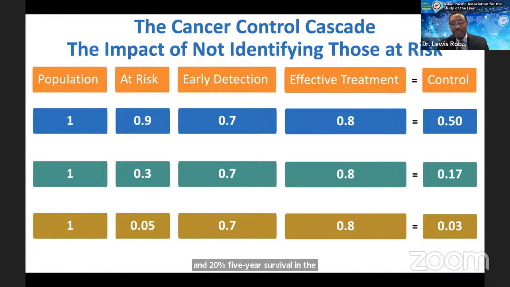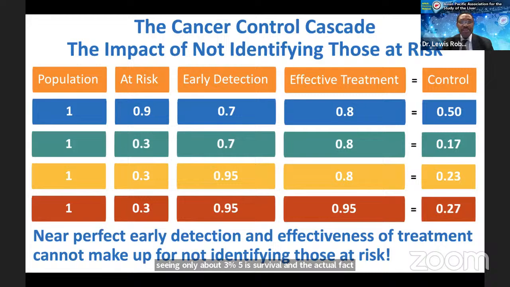And then the third row, I characterize as being from sub-Saharan Africa, for example, my home country of Ghana. We have only identified perhaps 5% of those individuals who are at risk. Even if we're able to achieve 70% early detection and 80% effective treatment, our cancer control rates would be really poor, and we would be seeing only about 3% 5-year survival. In actual fact, we probably achieve less than that.